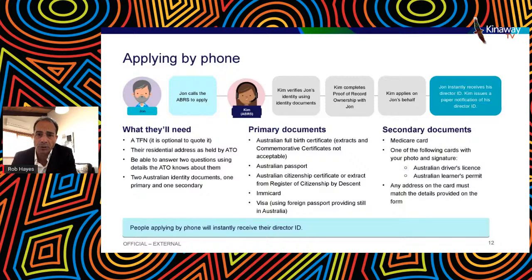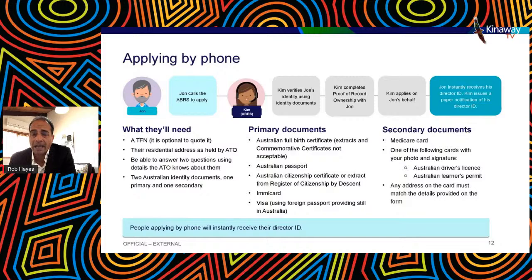But in general terms, our operators will, again, use the documentation that the individual has about themselves, things like their tax file number, residential address, being able to answer 2 questions about information that the Australian Taxation Office knows about them, and the identity documents. In all probability, our operators will be able to issue that individual with their Director ID over the phone.